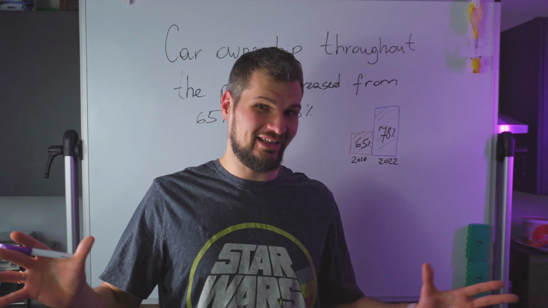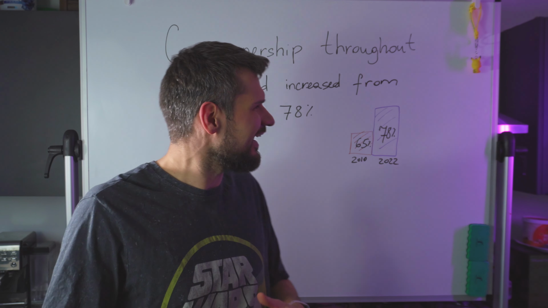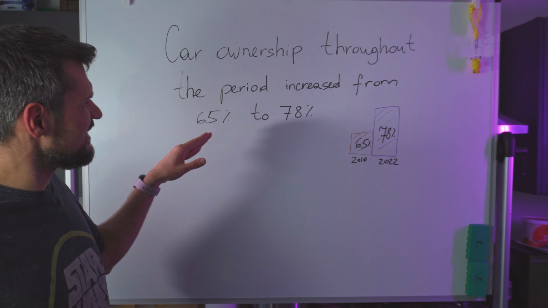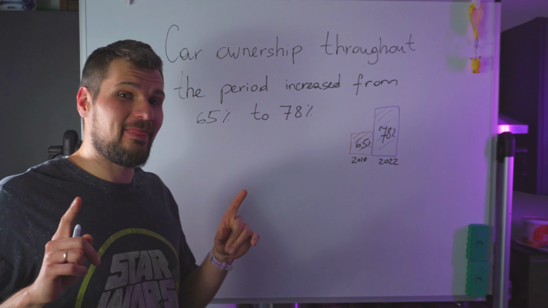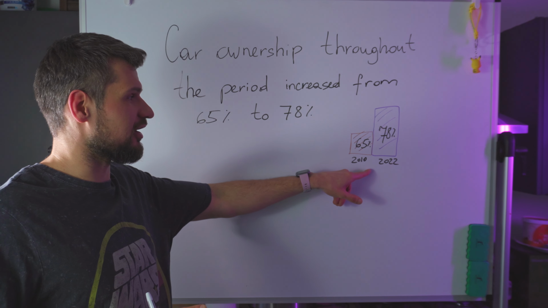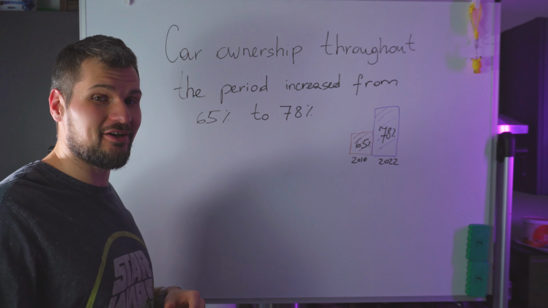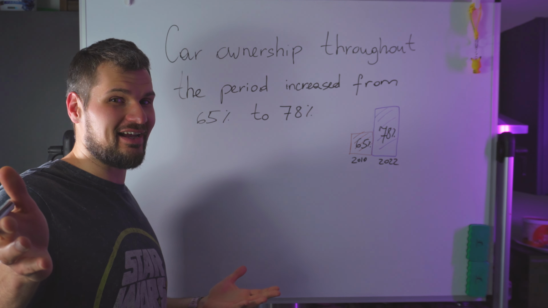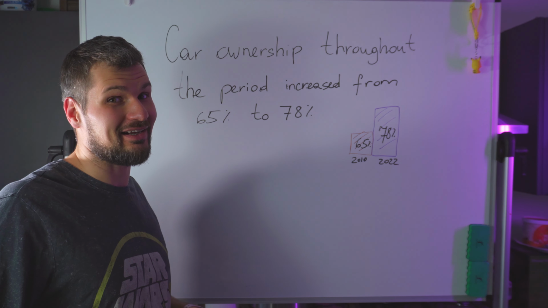Now let's talk about data. I love data because remember, I have a degree in marketing. Now, car ownership throughout the period increased from 65% to 78%. Now, the key thing is here. This chart gives you a clue of why this sentence is incorrect. So again, you've got 30 seconds to tell me why this sentence is not correct.